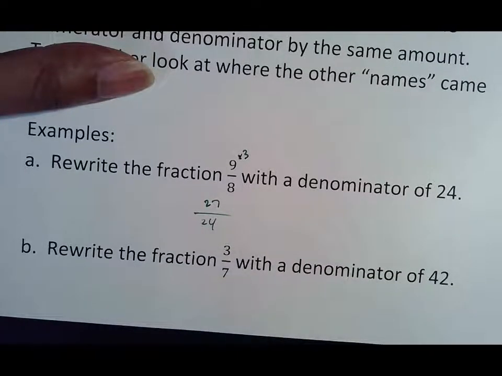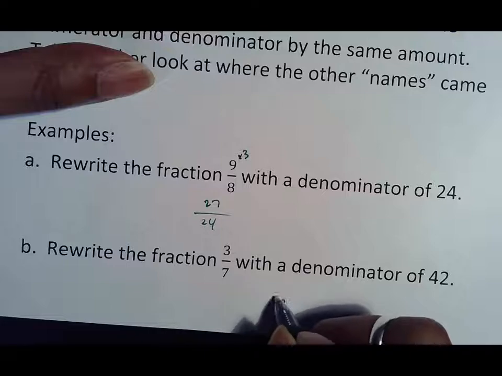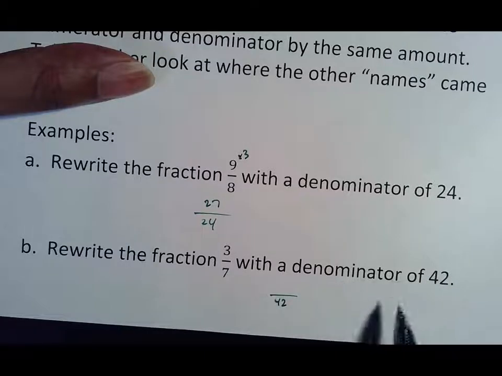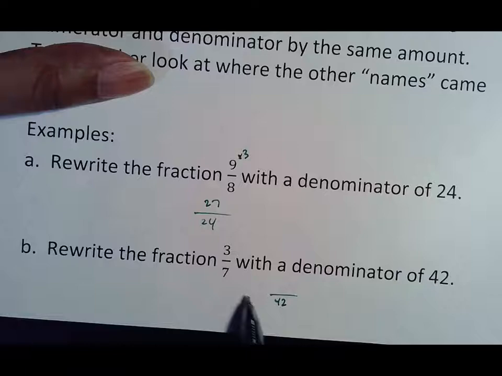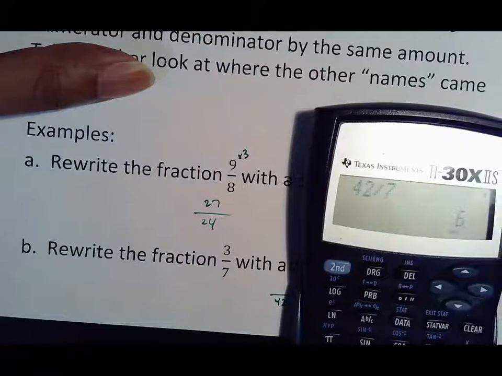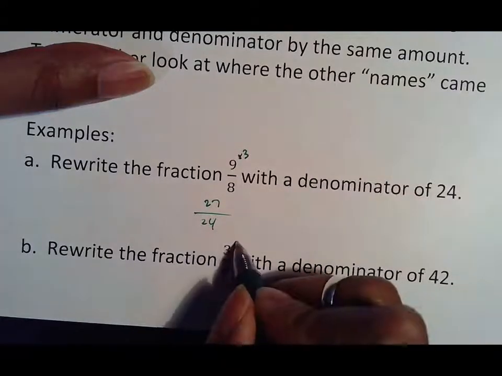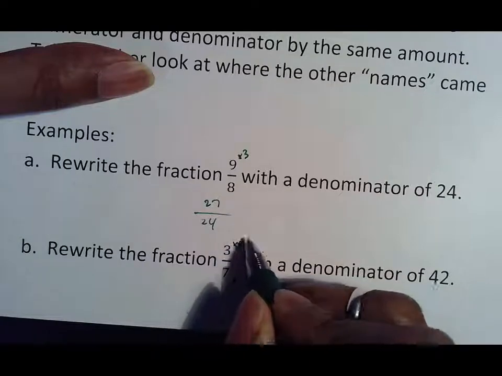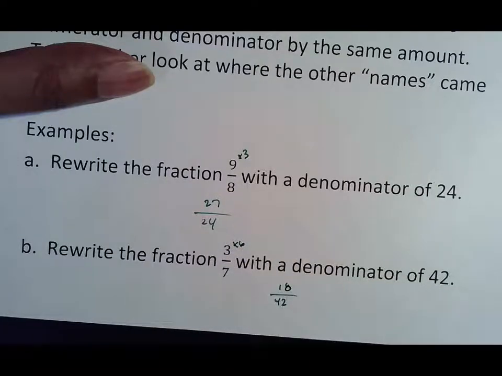Rewrite the fraction 3/7 with a denominator of 42. Again, 42 goes on the bottom because that's what I want my denominator to be. What do I multiply 7 by to make it 42? Let's see. 42 divided by 7. Again, take the denominator you want divided by the denominator that you actually have. Find out that is 6. That means times 6, and 3 times 6, of course, is 18.